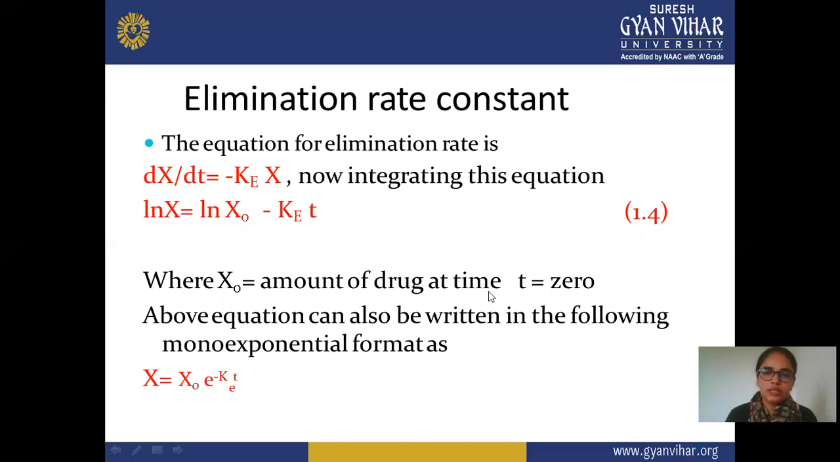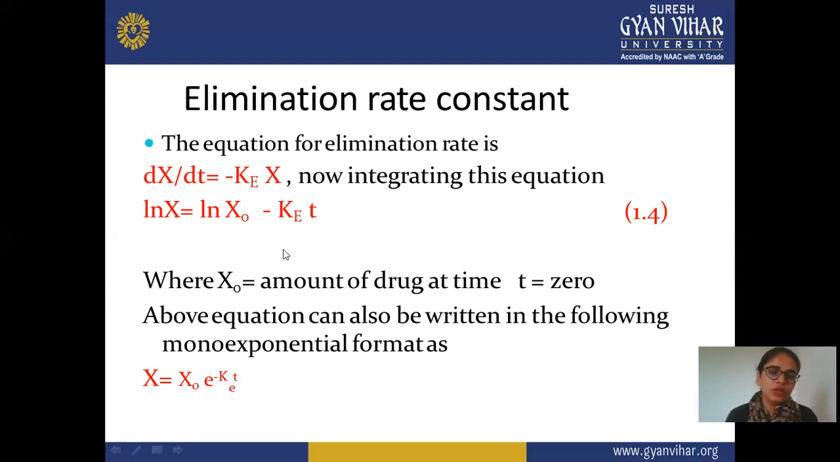where X0 is the amount of drug at time t. Means X0 is the amount of a drug at a particular time period. Suppose in 1 hour or 2 hours, at a particular time, how much drug is present in your body, or the amount of drug at a particular time, and t is the time. The above equation can also be written in the following mono exponential format, because this one is a one compartmental model.